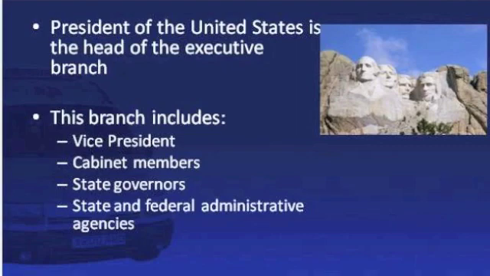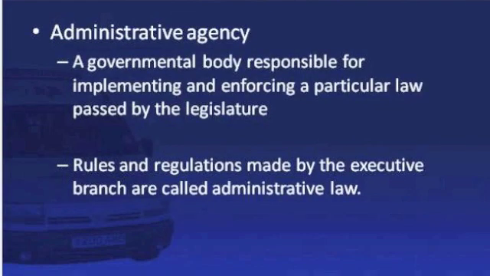The executive branch: the President of the United States is the head of the executive branch. This branch includes the Vice President, cabinet members, state governors, and state and federal administrative agencies. The administrative agencies are governmental bodies responsible for implementing and enforcing a particular law passed by the legislature. Rules and regulations made by the executive branch are called administrative laws.